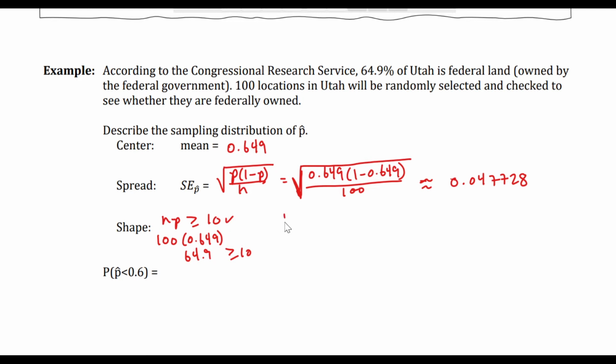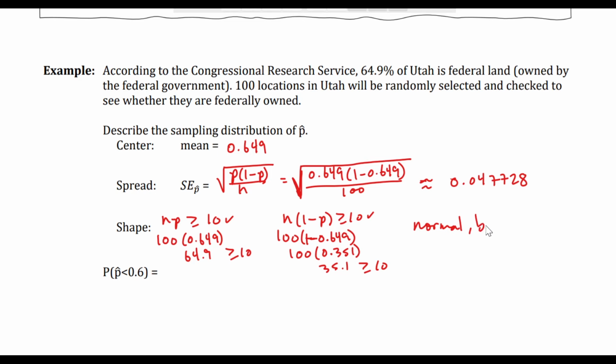The second condition, n times 1 minus p, has to also be greater than or equal to 10. So that's 100 times 1 minus 0.649. So that's 100 times 0.351, which is 35.1, which is greater than or equal to 10. So both of the conditions are met, which means the shape will be a bell-shaped curve or the normal distribution. So it will be a normal bell-shaped curve.